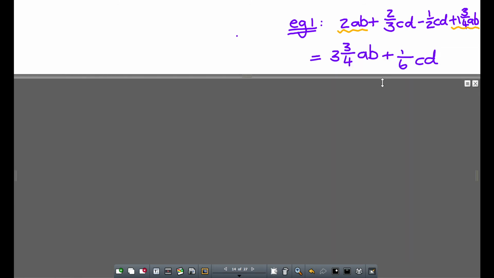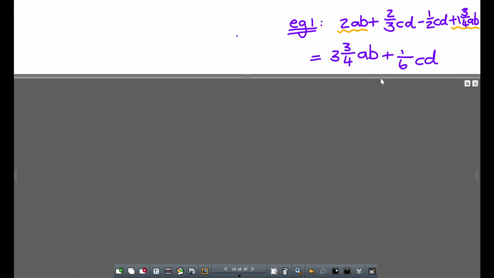Right. So when we add, there's one very important thing that we've got to remember. We have to only add or subtract like terms. Now, when is something a like term? When it's got the same variable, the same unknowns. So in this case, 2ab plus 1 3/4 ab will give me 3 3/4.